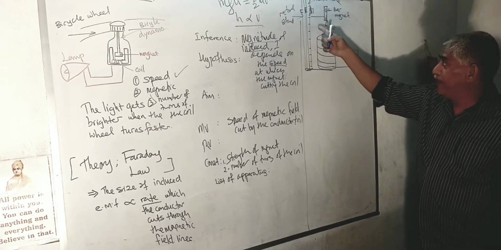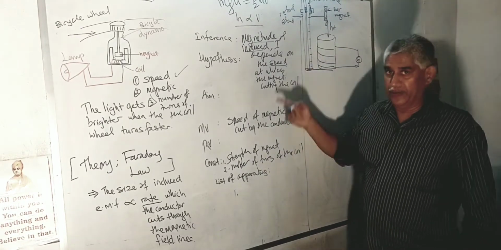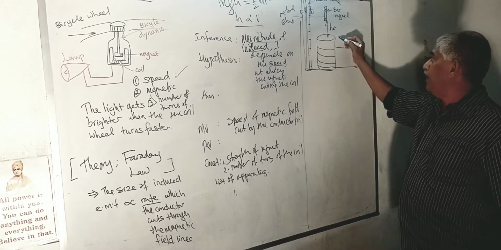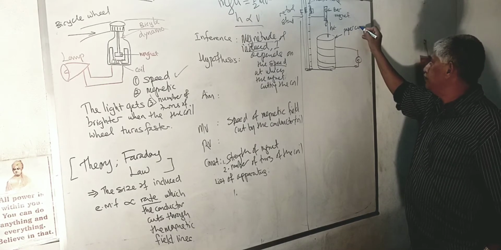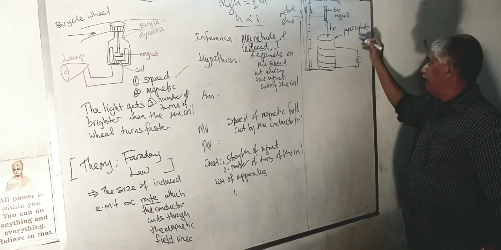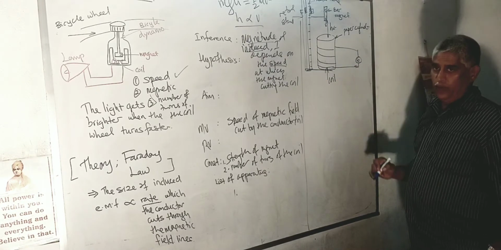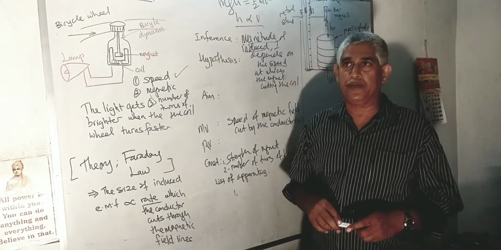So for the list of apparatus, you can write the retort stand, meter rule. This is a paper cylinder. This is coil, connecting wires, galvanometer, meter rule. Okay, is there any other apparatus we want to include?